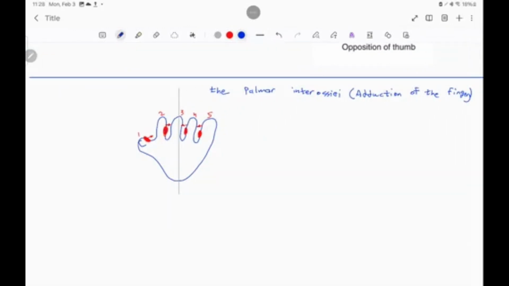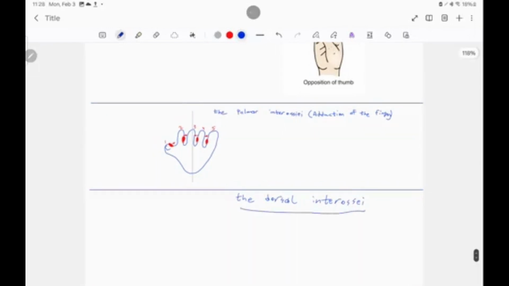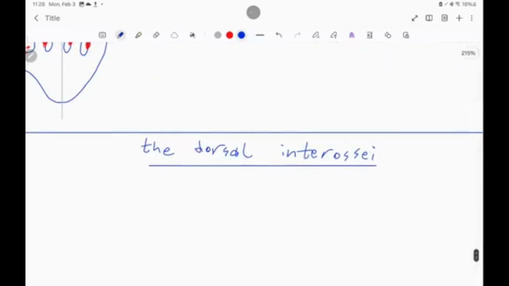So the palmar interossei adduct. What do we expect from the dorsal interossei? Abduction, abduction. Okay. The dorsal interossei.